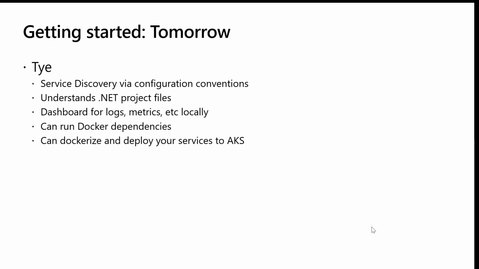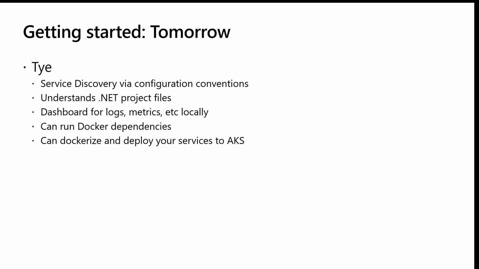And as such, we started to work on this TIE experiment. And so what you've seen is TIE consists basically of service discovery via configuration conventions. So you saw that configuration.getService by name code. It understands all your .NET project files. Like all I did was run TIE run on a solution. Because it deeply understands .NET, it's capable of doing a lot for you, and we're going to see more of how that benefits you in a moment. And then it gives you a good dashboard with logs and metrics and everything locally. We didn't really look into that, but I'll show it to you in the next demo as well. And it can run Docker dependencies, and it can Dockerize and deploy your application to AKS, is what TIE does.